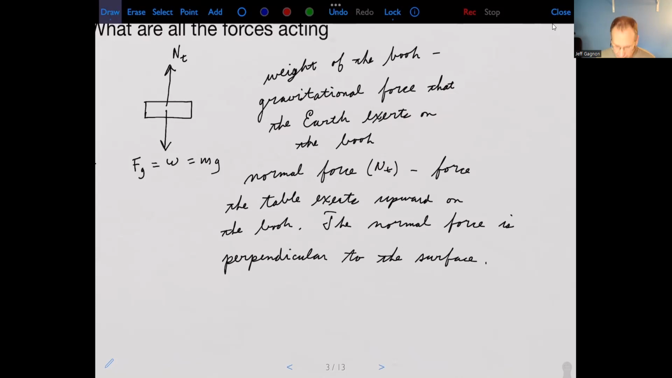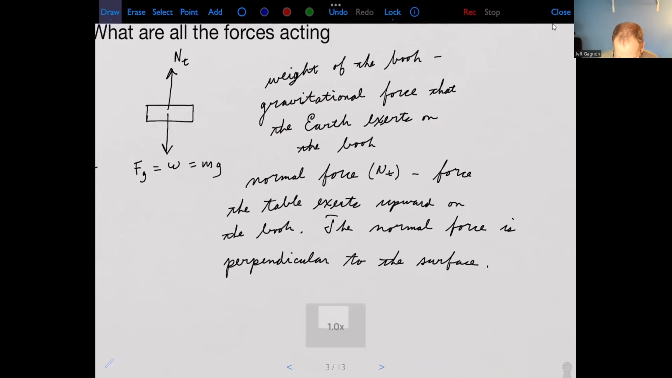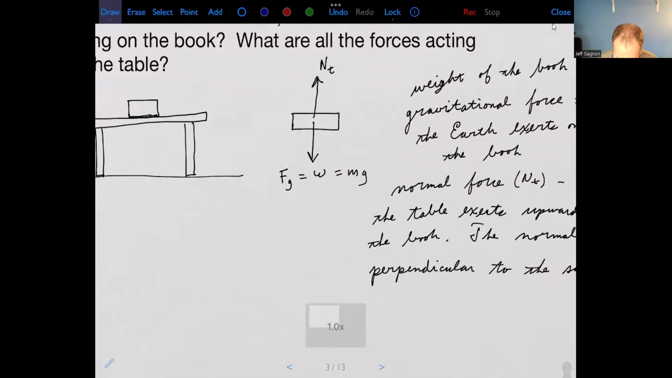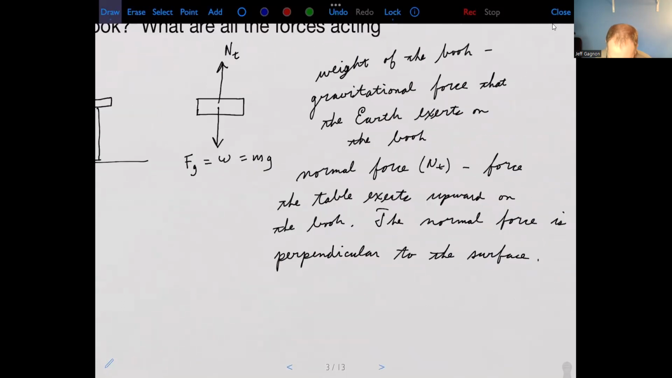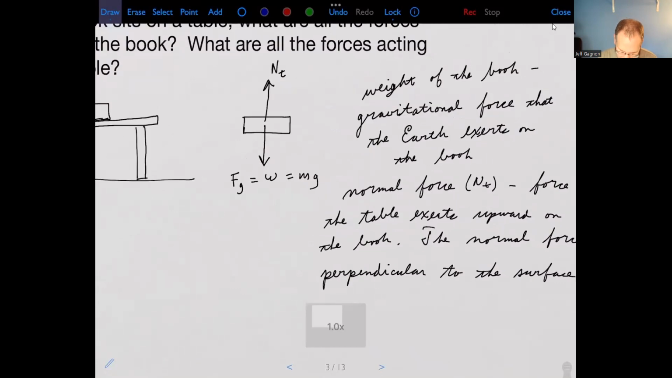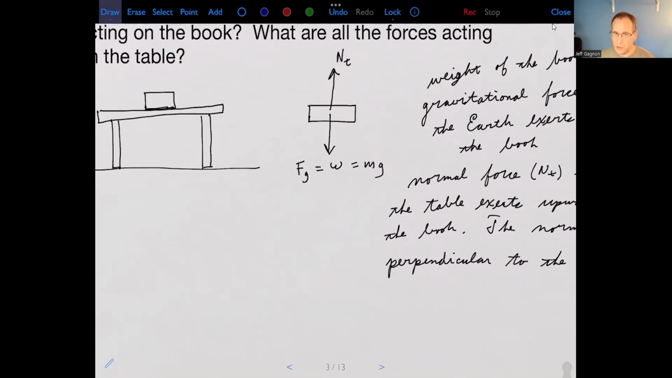Okay, and then that's it. We're ignoring things like the buoyancy of the air. There could be very, very small other sources, like wind blowing on the book. But if we're just focusing on the situation where it's sitting on the table, then there are two forces acting on the book: the gravitational force, the weight of the book, and the normal force, the force that the table exerts on the book.